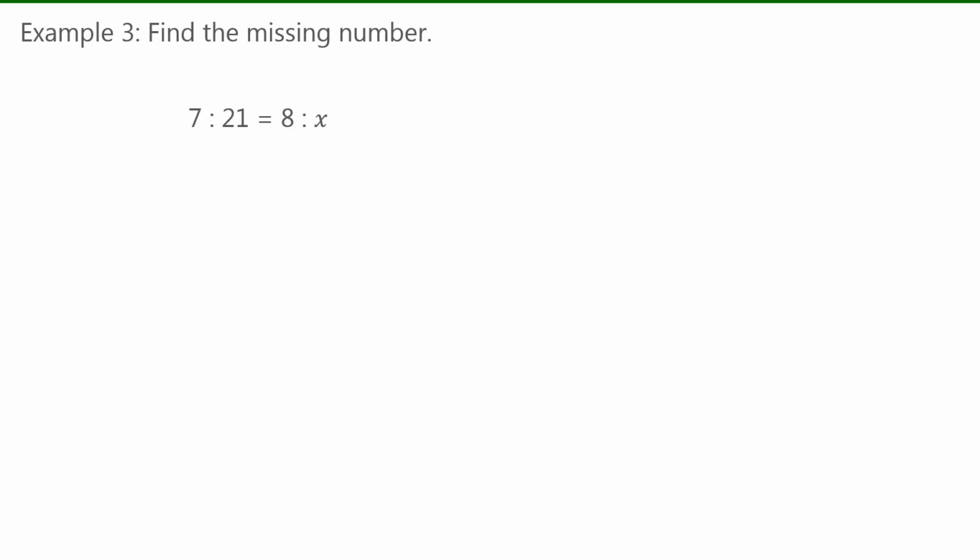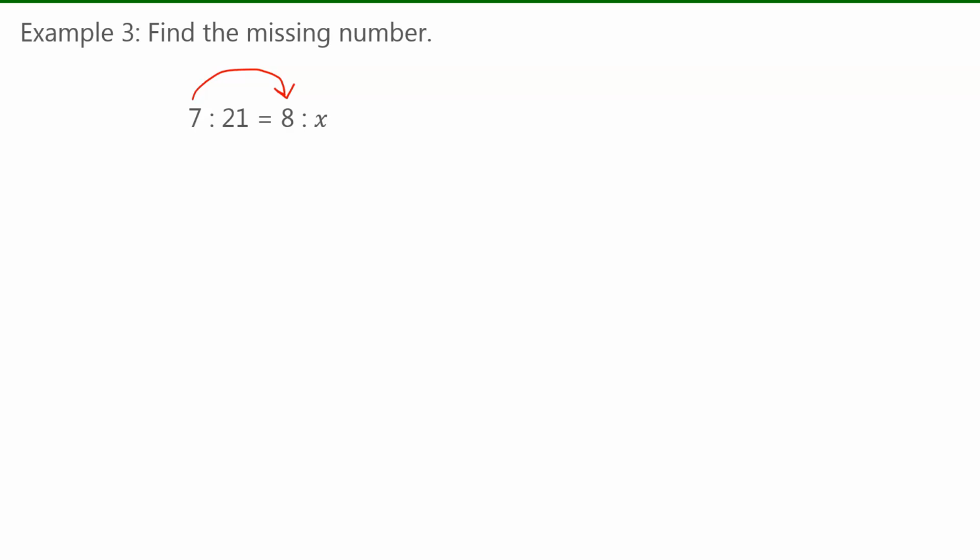Example 3, find the missing number. So I have 7 to 21 is equal to 8 to something. So the only two terms that match between these two ratios are 7 and 8. The first terms are given in both ratios. But I know there's nothing I can multiply by 7 or divide into 7 to get 8.